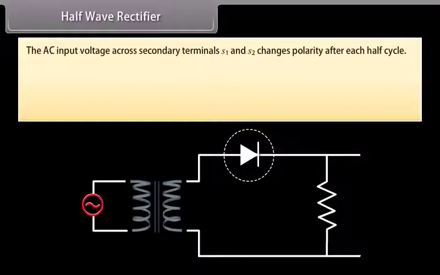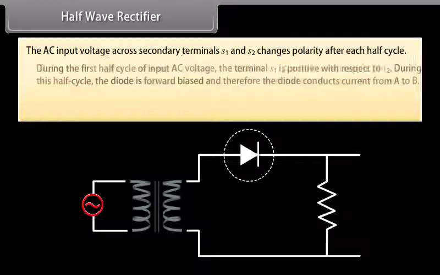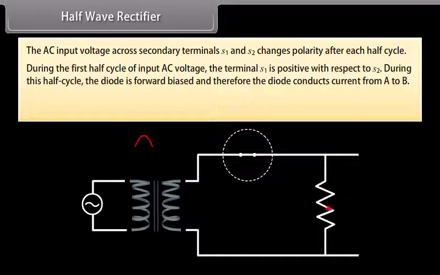The AC input voltage across secondary terminals S1 and S2 changes polarity after each half cycle. During the first half cycle of the input AC voltage, the terminal S1 is positive with respect to S2. During this half cycle, the diode is forward biased and therefore the diode conducts current from A to B.